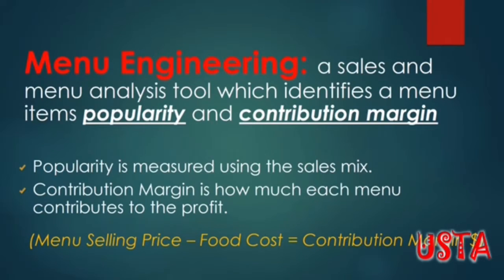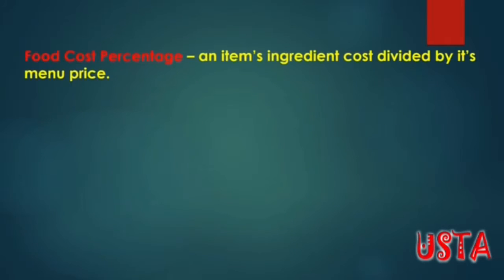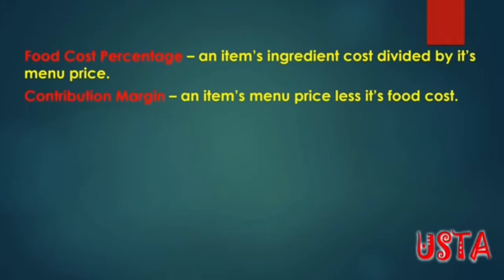Now, you may think food cost percentage. You hear that a lot. That's something we should be looking at, and that does help in a ratio to know if things are going up or going down cost-wise. But in this case, where food cost is an item's ingredients cost divided by its menu price, we want to look at contribution margin, which is an item's menu price less its food cost. Okay, so it's a little bit different here, and it's going to help us determine its profit.